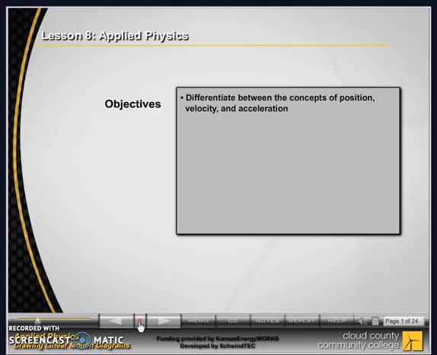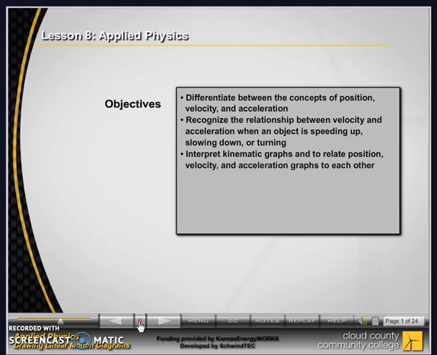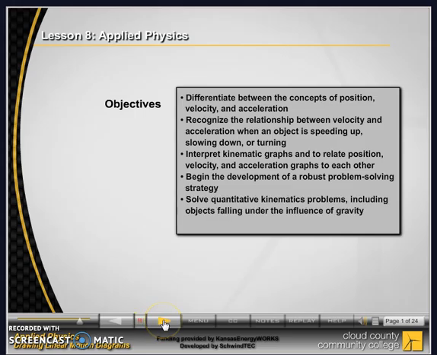Differentiate between the concepts of position, velocity, and acceleration. Recognize the relationship between velocity and acceleration when an object is speeding up, slowing down, or turning. Interpret kinematic graphs and relate position, velocity, and acceleration graphs to each other. Begin the development of a robust problem-solving strategy. And solve quantitative kinematics problems, including objects falling under the influence of gravity.